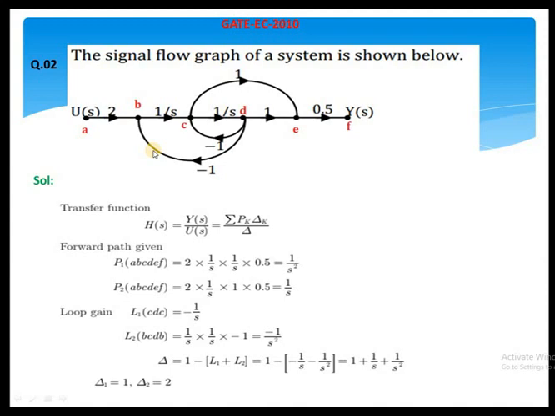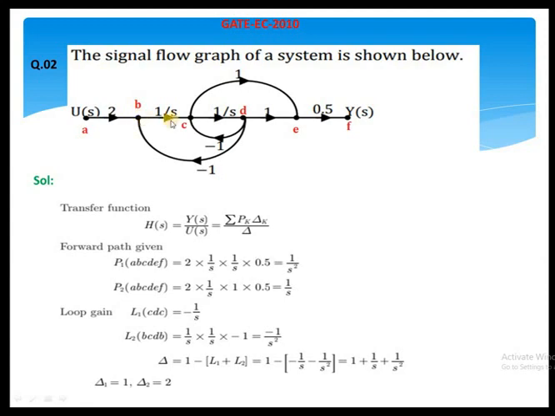And there are no more possible loops here. Both loops are touching only because there is a common node D. L1 and L2 have the common node D. So all the 2 loops are touching. There is no possibility of non-touching loops, so don't bother about that. So only 2 loops are possible. For example, if we consider B, C and D through this minus 1, but that minus 1 has the opposite direction of signal flow. So don't consider this a loop here, because it has the opposite direction of flow.